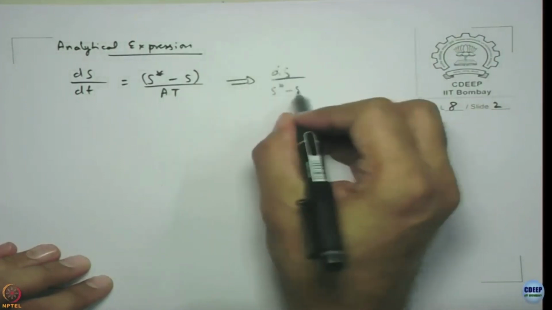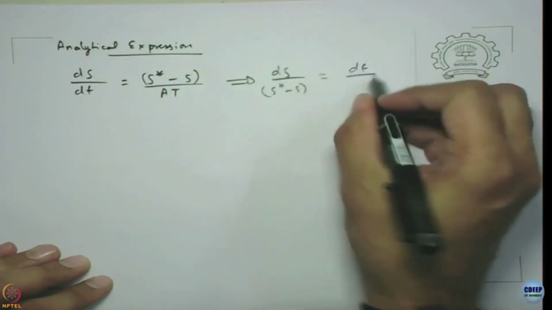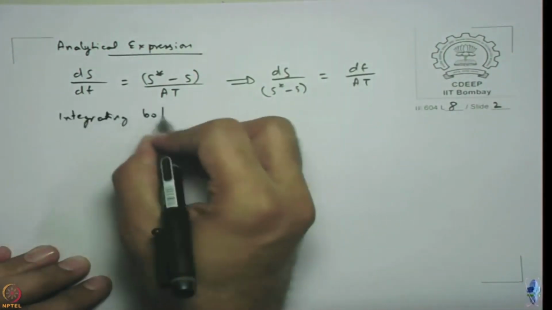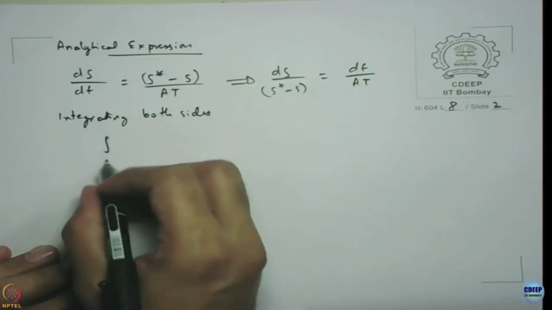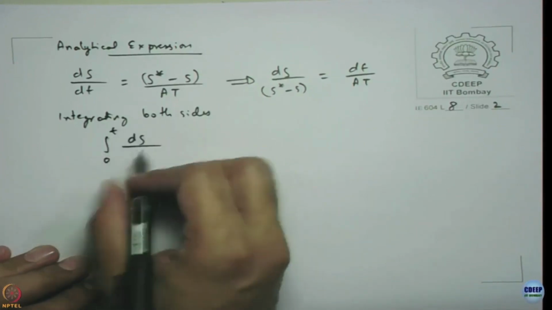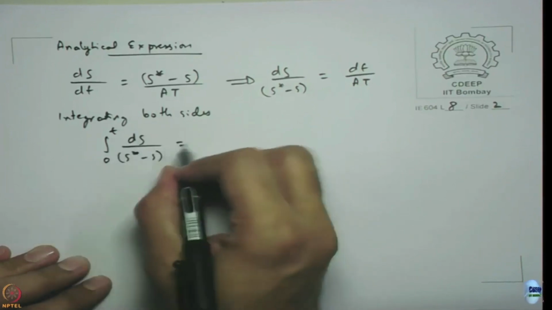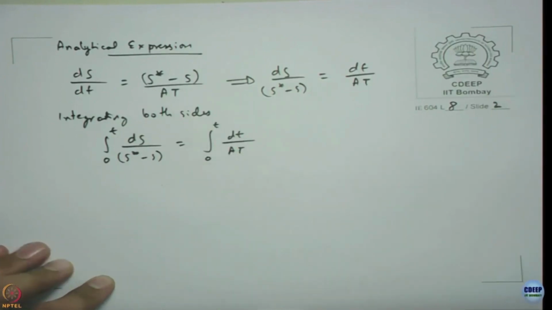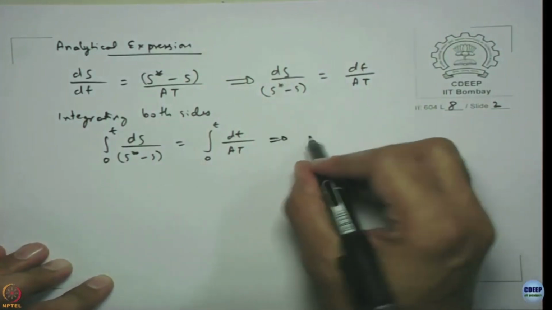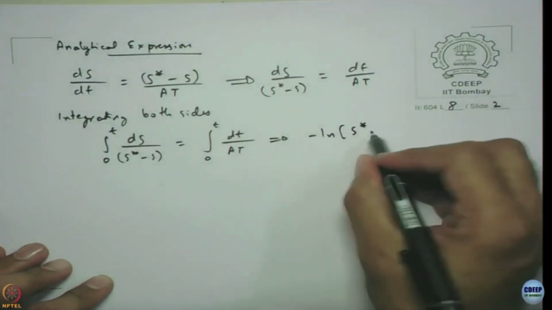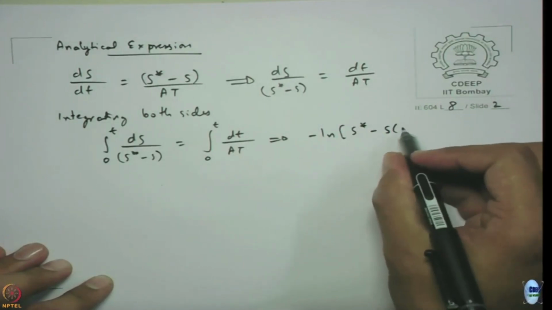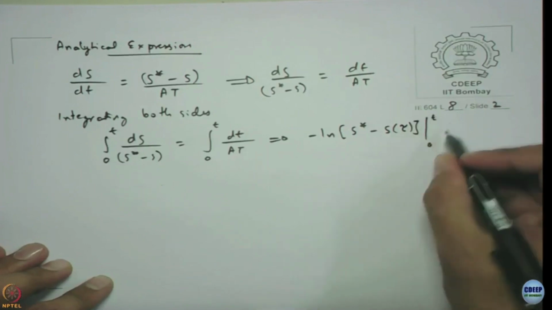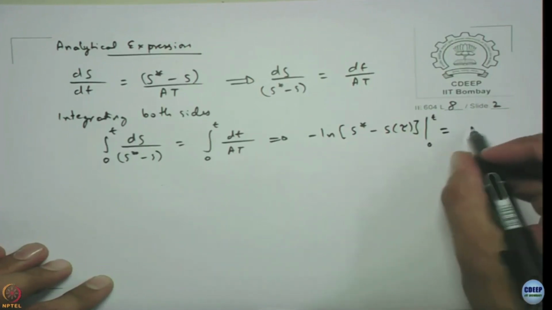ds by s star minus s is equal to dt by at, integrating both sides, 0 to t ds by s star minus s, 0 to t dt by at is a single variable, which is minus logarithm of s star minus s of, let us just make it tau, 0 to t is equal to, what is it, t by at.